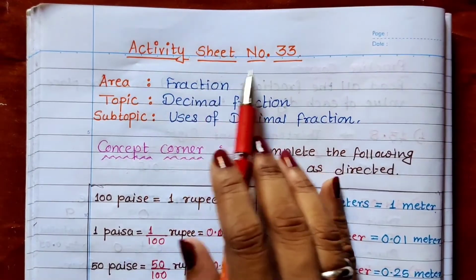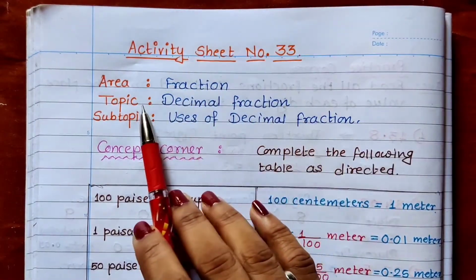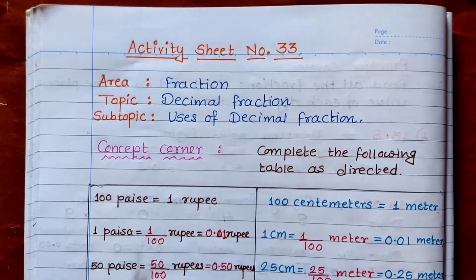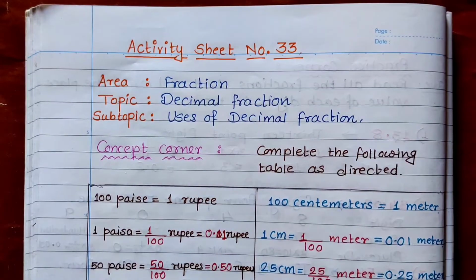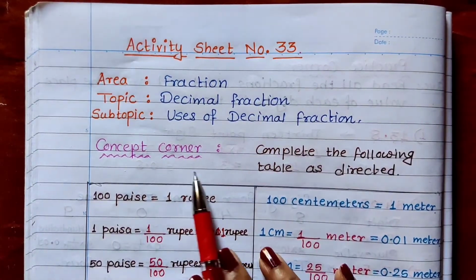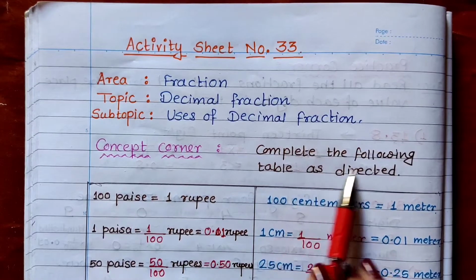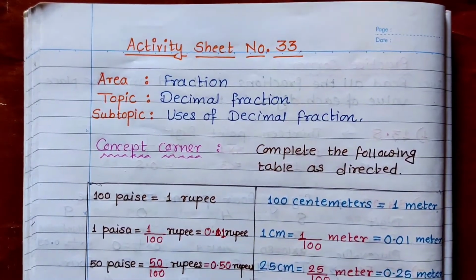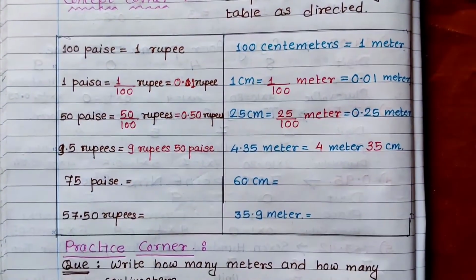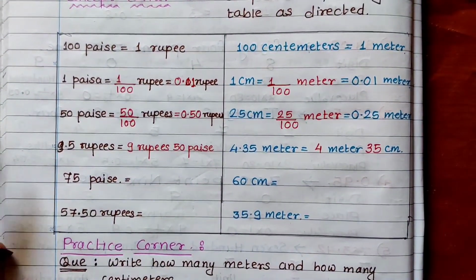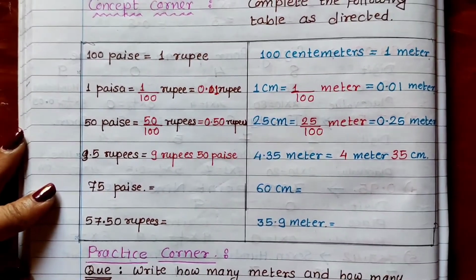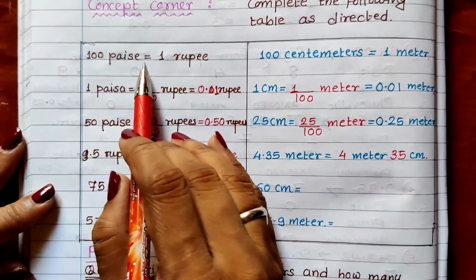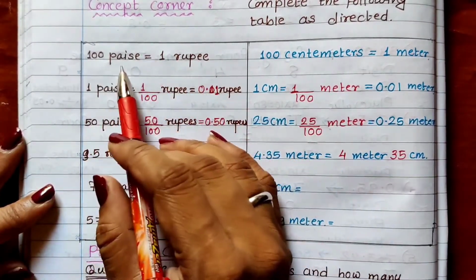So this is activity sheet number 33. Area is fraction, topic is decimal fraction, and subtopic is uses of decimal fraction. We will be solving this sum. Complete the following table as directed in concept corner. We have to write this table as it is given in the PDF. So first, what is given? 100 paise is equal to 1 rupee. We all know 100 paise is equal to 1 rupee.